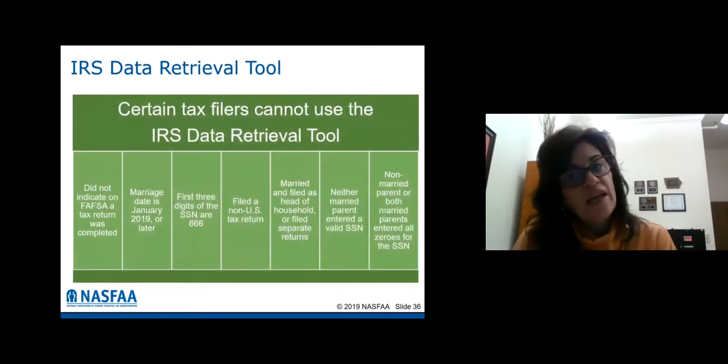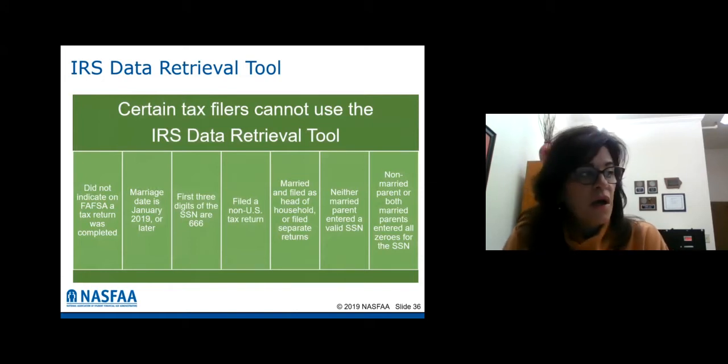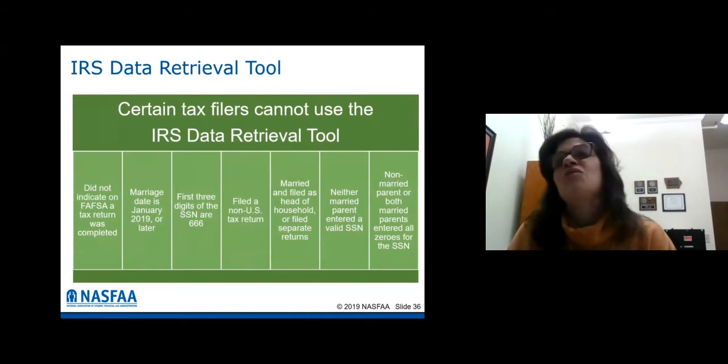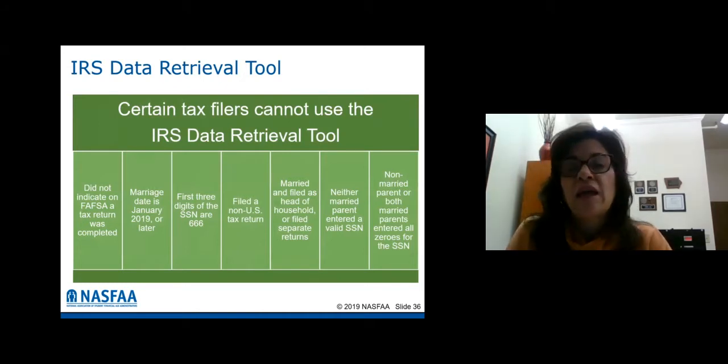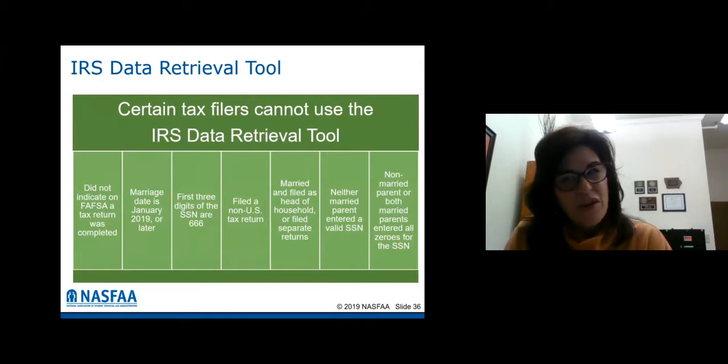Some tax filers cannot use the DRT tool. And these are those reasons. If on the FAFSA, you didn't indicate that you'd already done your tax return, if you said, I'm not going to file, or I didn't file yet, you can't use it. Now, that would typically not be very likely since we're using 2019 tax return, but I'm just letting you know.